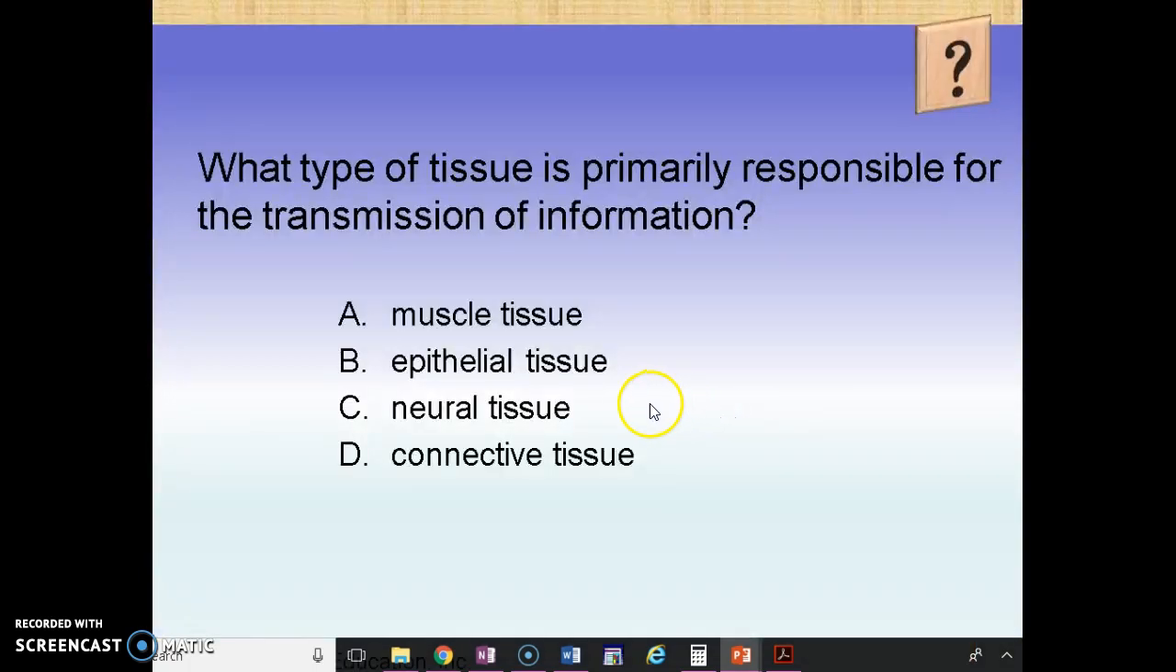What type of tissue is primarily responsible for transmission of information? Neural tissue.